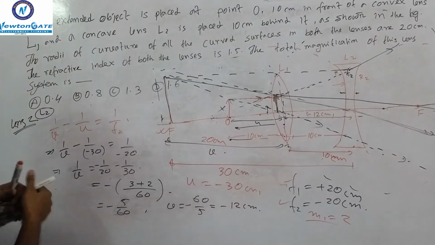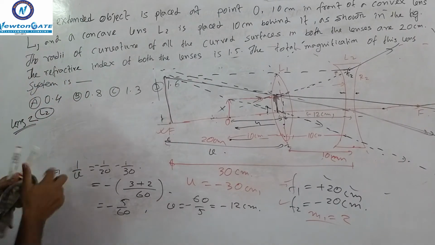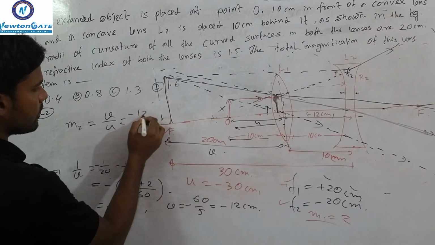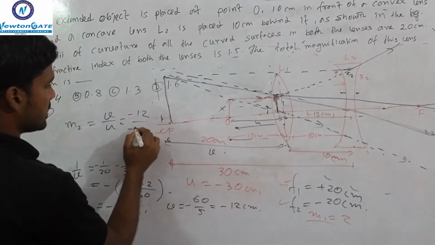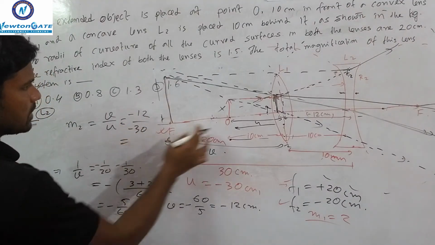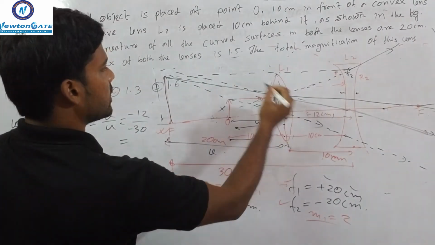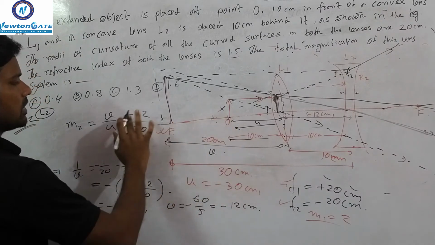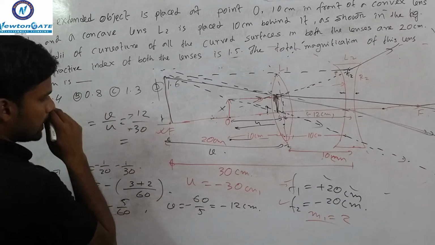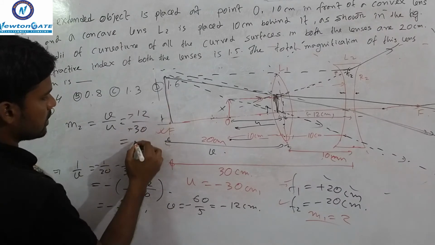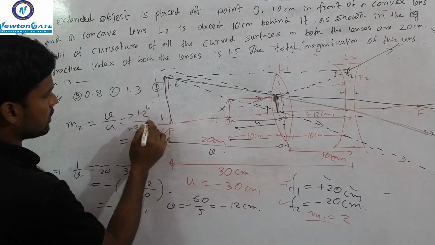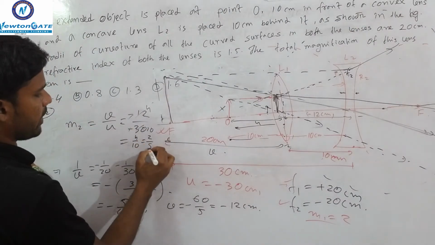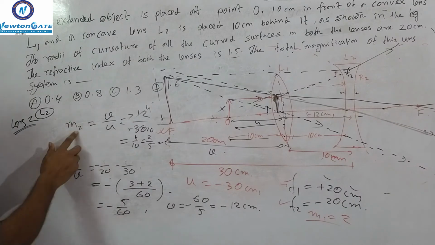Now V is known. Now we can get magnification for second lens. Magnification मतलब V by U, V is minus 12 and U is minus 30. All are positive because the object is erect, not inverted, that's why these are positive, minus by minus. And 30, 12, 30 is a 4, and 10, 4 by 10, or you can do 2 by 5, right? So 2 by 5 is the value of M2.